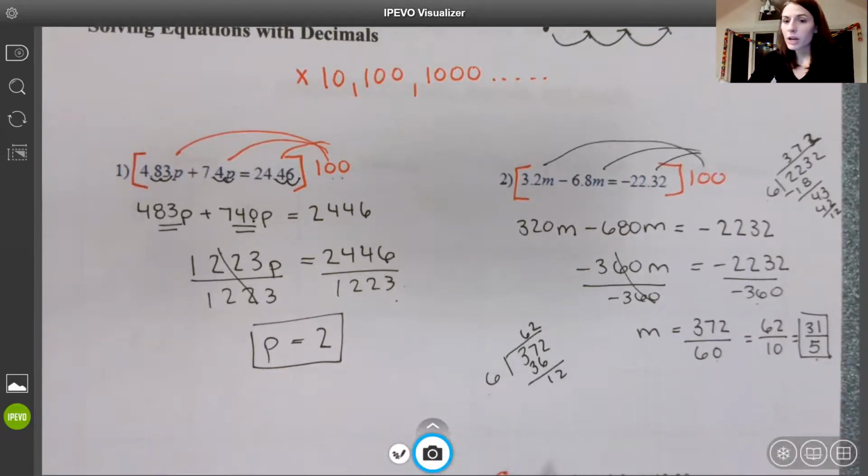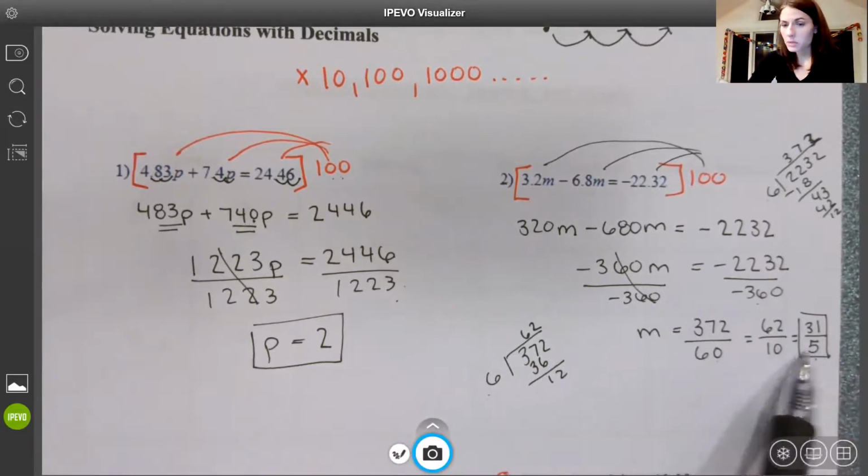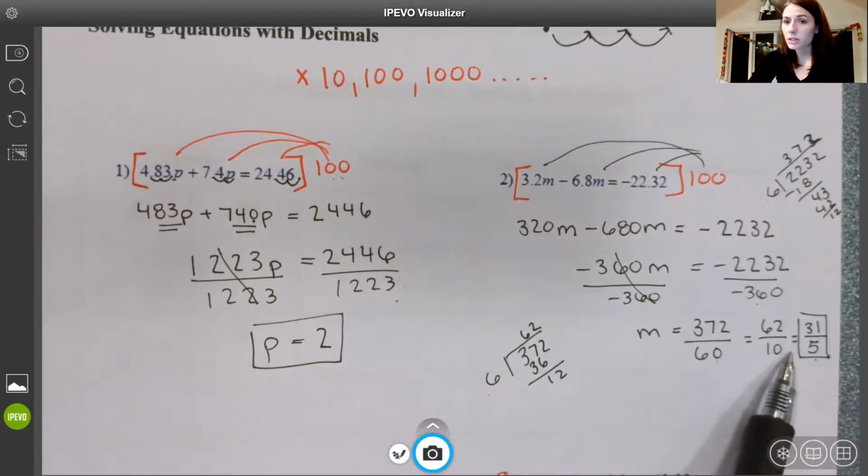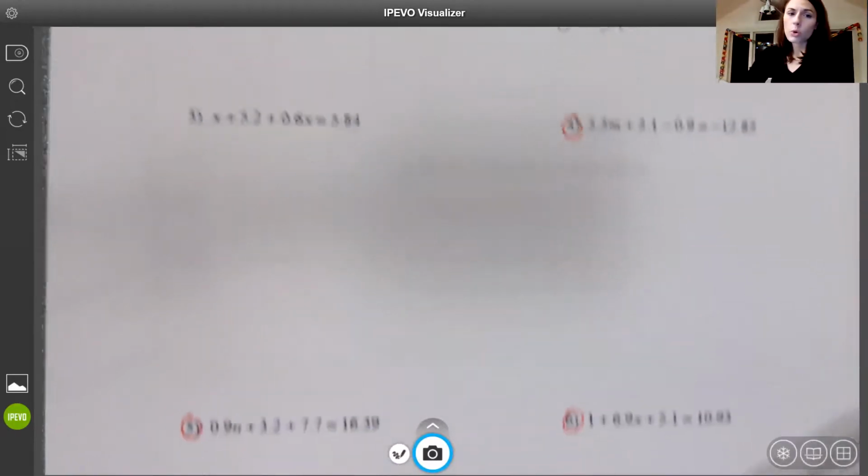You want to get that practice of, okay, how can I reduce it? Can I keep reducing it? Oh, I can keep reducing it. Now I'm done. I can't reduce this anymore. They don't share any common factors, okay? Let's look at one more.